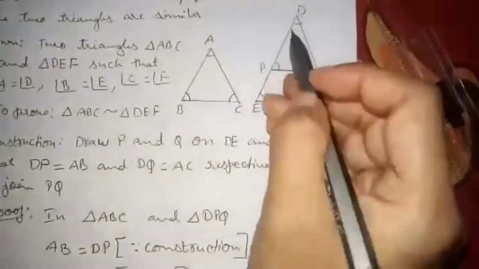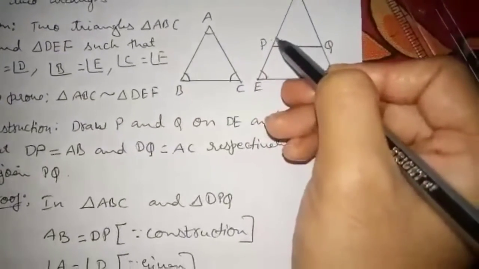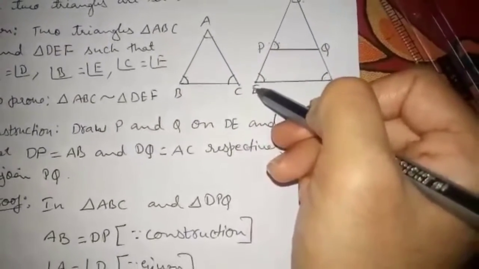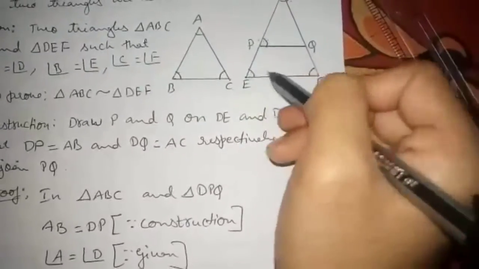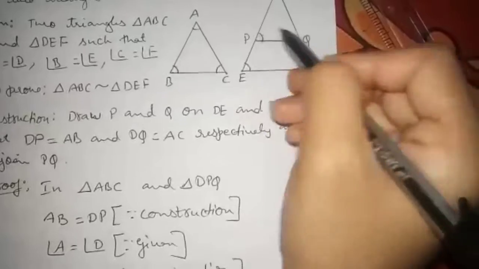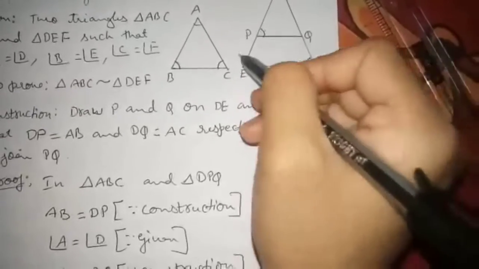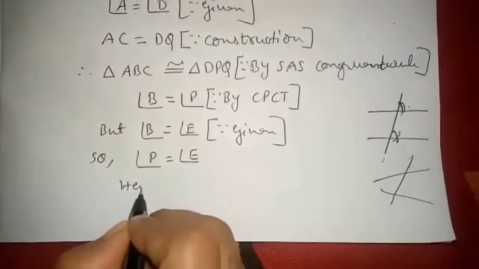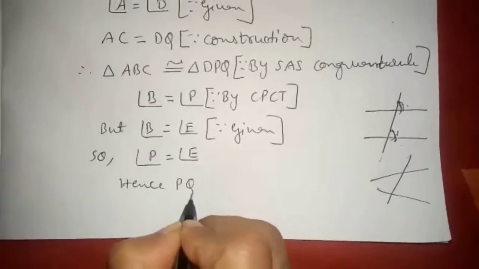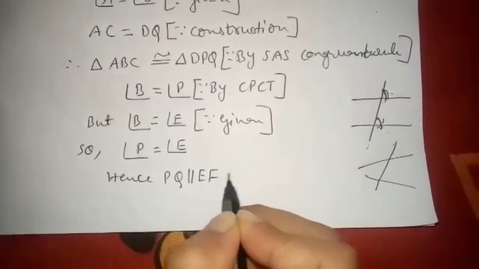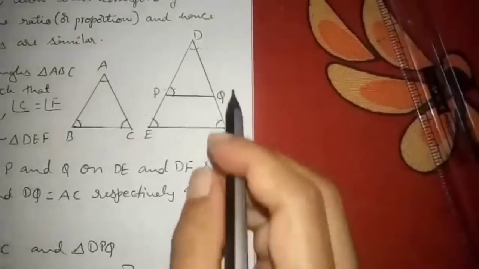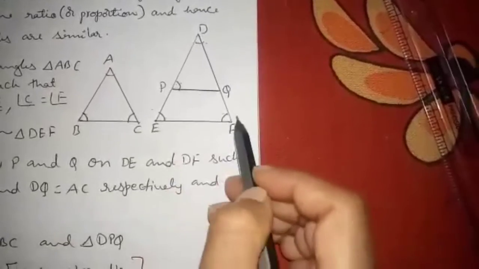So here we have got angle P and angle E equal. When will they be equal? If these two lines are parallel. So hence PQ is parallel to EF. So now you have got PQ and EF parallel.